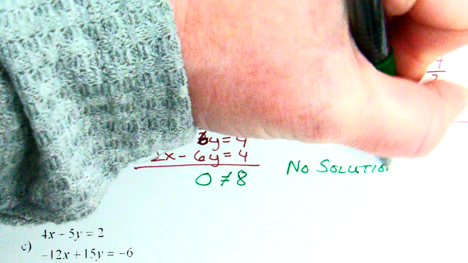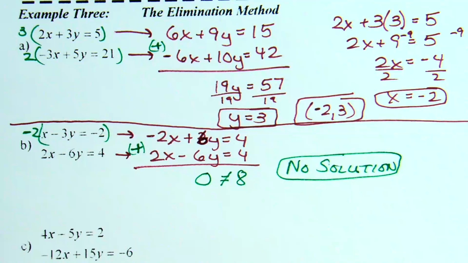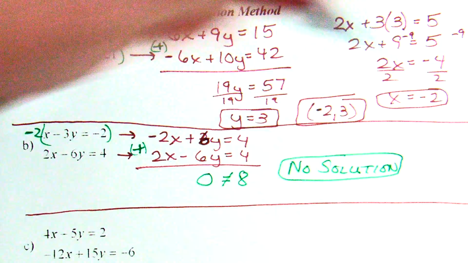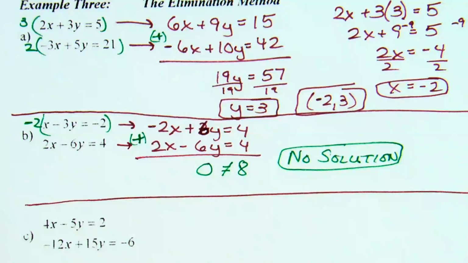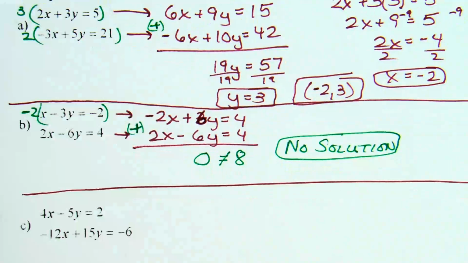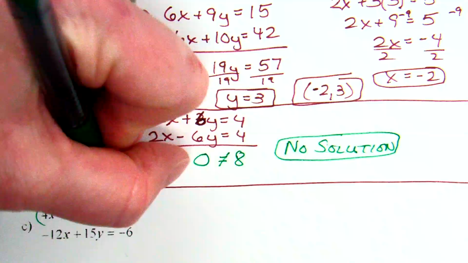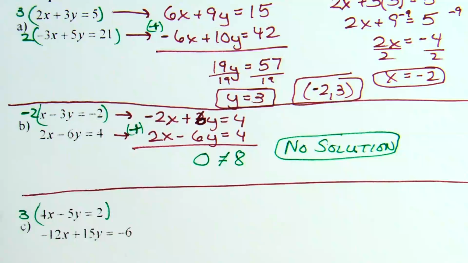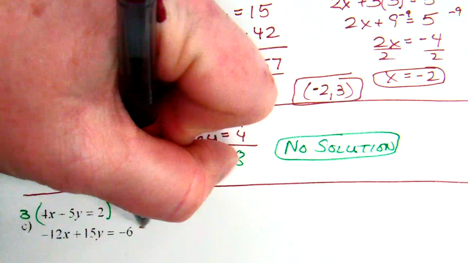Yeah. When all variables cancel and you have a true statement left, it doesn't have to be 0 equals 0. It's just what it happens to be. Then this is infinitely many solutions. It means the lines are the same lines. They will overlap every single place. So thus there are infinitely many solutions. Sound familiar?